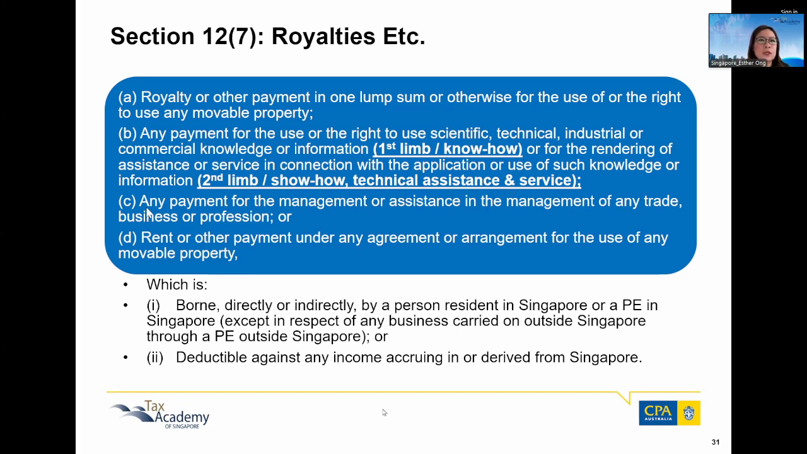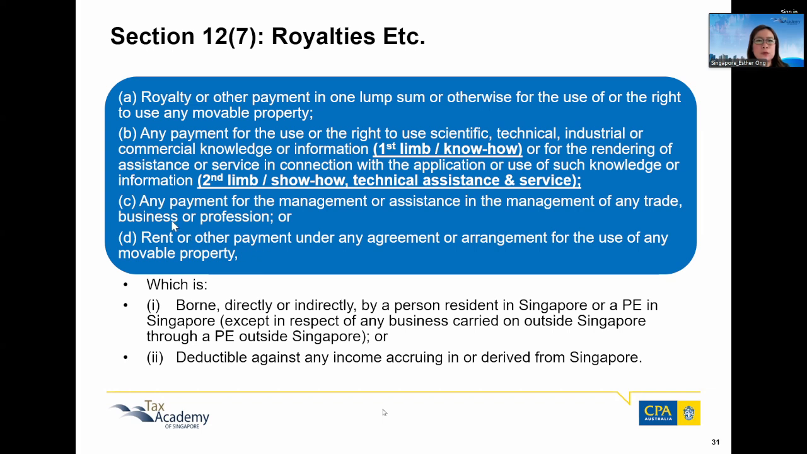Then the third category of payment covered under Section 12.7 is any payment for the management or assistance in the management of any trade, business, or profession. Then the last type of payment will be rent or other payment under any agreement or arrangement for the use of any movable property. So the list here are the types of payment covered under 12.7.